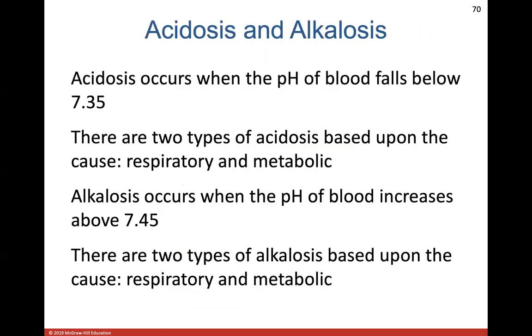Acidosis and alkalosis are two problems. Normally you want the pH of your blood always around 7.4. If it gets below 7.35, we have an imbalance of pH called acidosis. There are just two types of acidosis based on what causes it, whether it's respiratory or metabolic, whether it's caused by breathing or your kidneys. And then alkalosis occurs when the pH of the blood increases above 7.45, so it becomes a little too basic. The two main causes of alkalosis can be respiratory or metabolic as well.